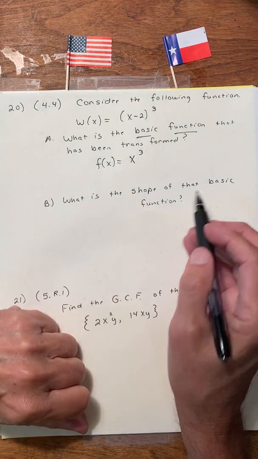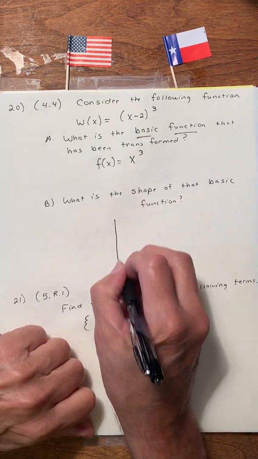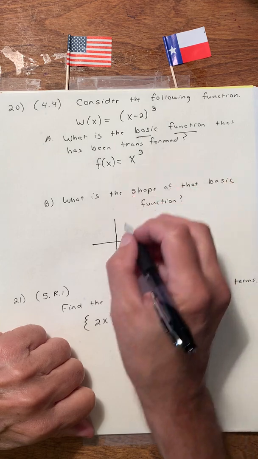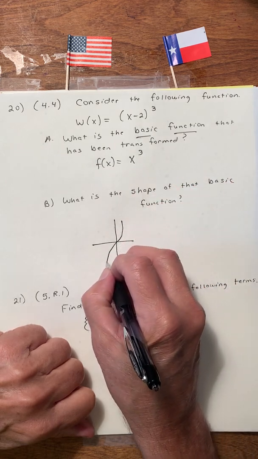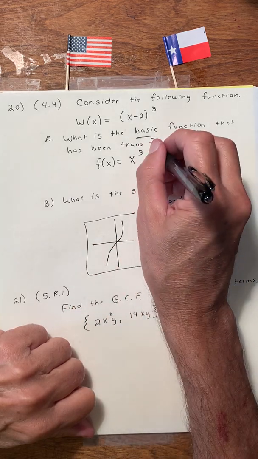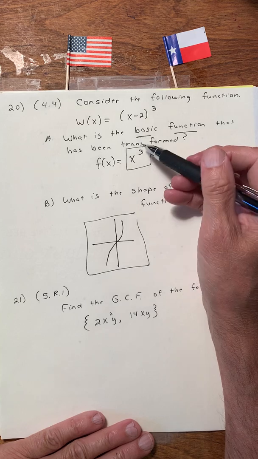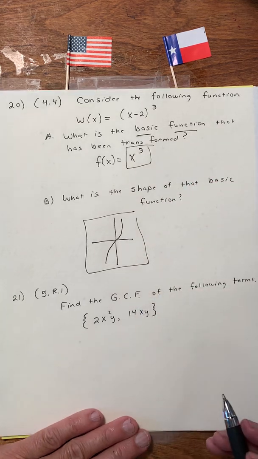All right, what's the basic shape of the function? Hey, you got your function sheet handy? Check it out and find the one that looks like x cubed, which looks like that, and that's the one you're going to pick. So it looked hard, it's not. Find the basic function, find the basic shape.